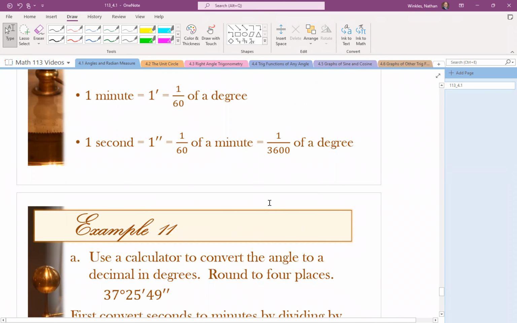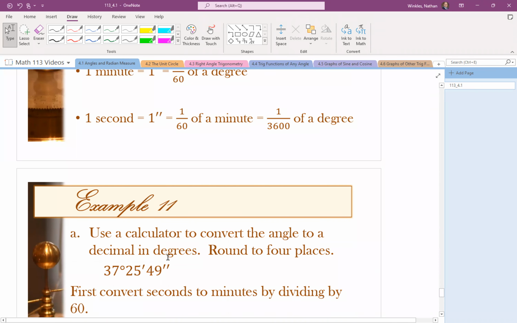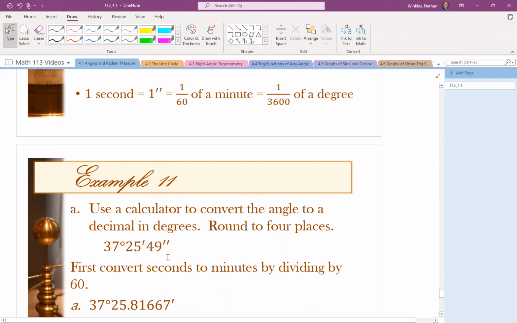So we're told use a calculator to convert the angle to a decimal in degrees, round to 4 decimal places. So the first thing, we're going to start from the right-hand side and work our way in. So first thing is, we're going to take this 49 seconds, and we're going to divide it by 60. So 49 divided by 60 gives me 0.81667.